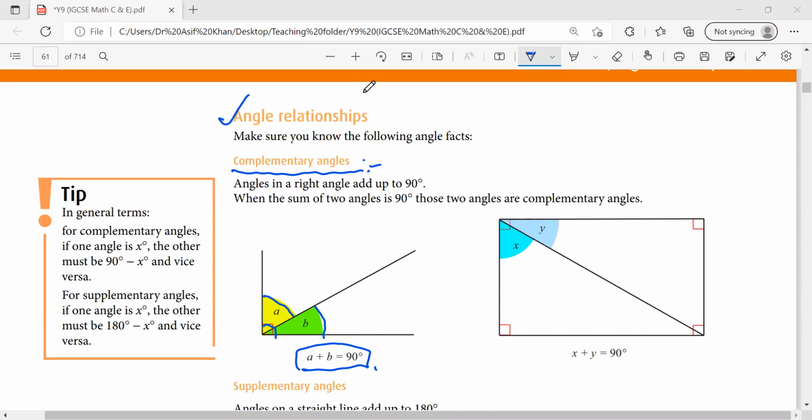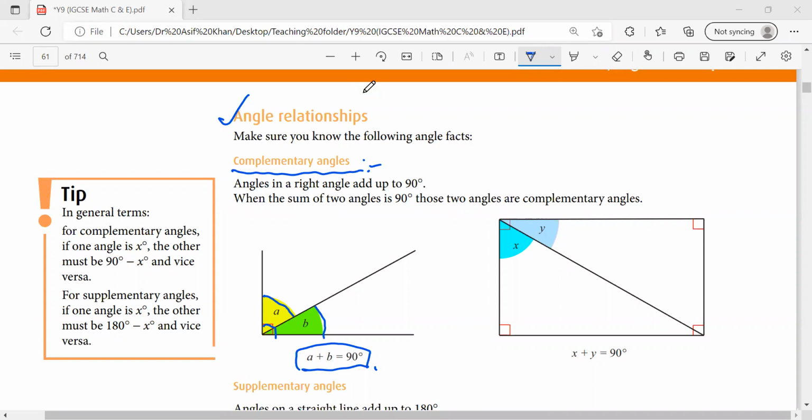Angle relationships. First of all, complementary angles. Again, read. Angles in a right angle add up to 90 degrees. When the sum of two angles is 90 degrees, those two angles are complementary angles.